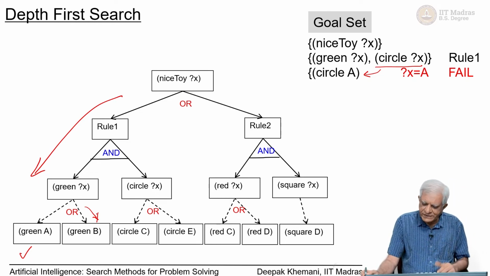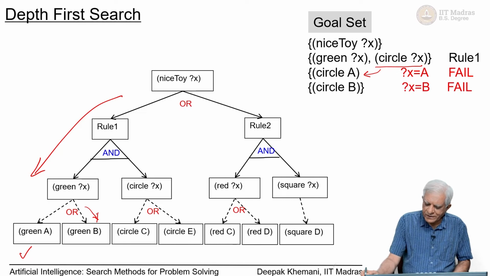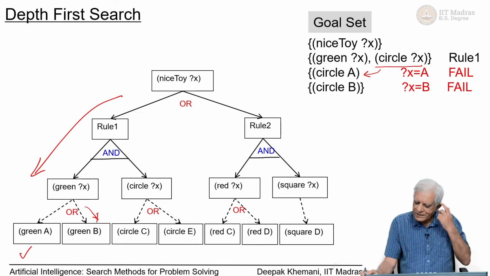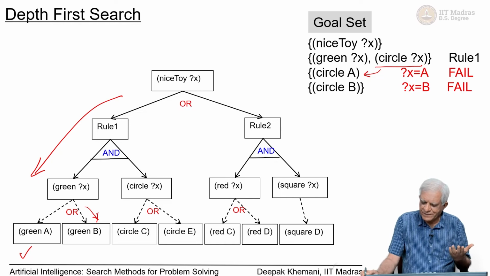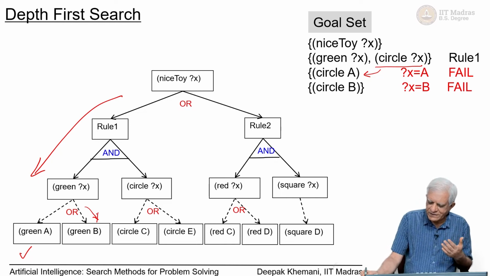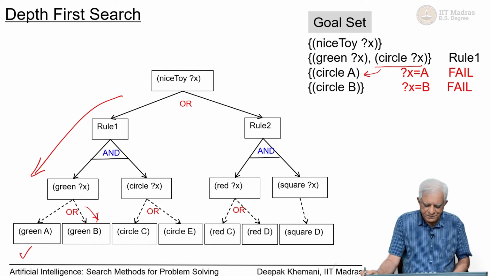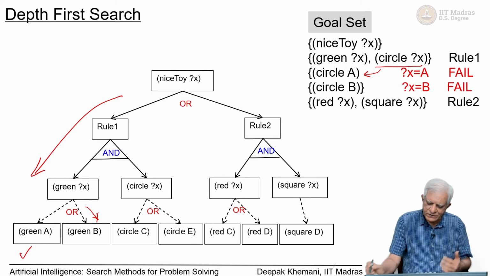That B is green. So, maybe B is a nice toy. So, it does that, but now it has to show that B is a circle, because that is what the rule says, that if it is a green object, then it must also be a circle essentially, and again it fails. So, there are no other choices left for it to do, there is nothing else which is green. So, it backtracks and now goes to the second rule essentially.